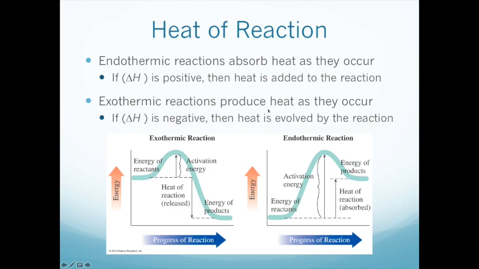In an exothermic reaction, these produce heat while occurring. This is something like a combustion reaction, for instance. This causes delta H to be negative, which indicates that heat is evolved by the reaction. So in this diagram, you have high energy reactants. You overcome an activation energy barrier to cause the reaction to occur, and then once the reaction is finished, the total energy of the products is lower than the energy of the reactants. And we say that the heat of reaction has been released.